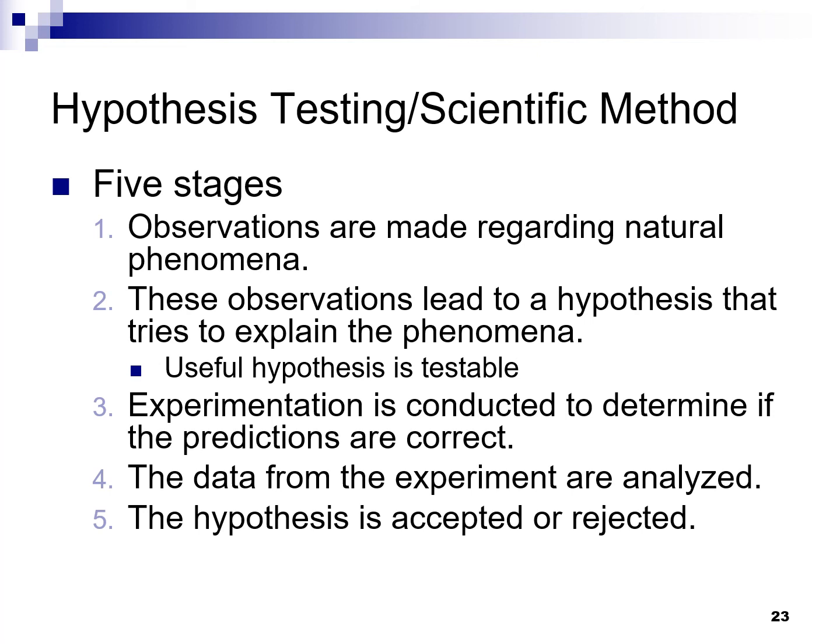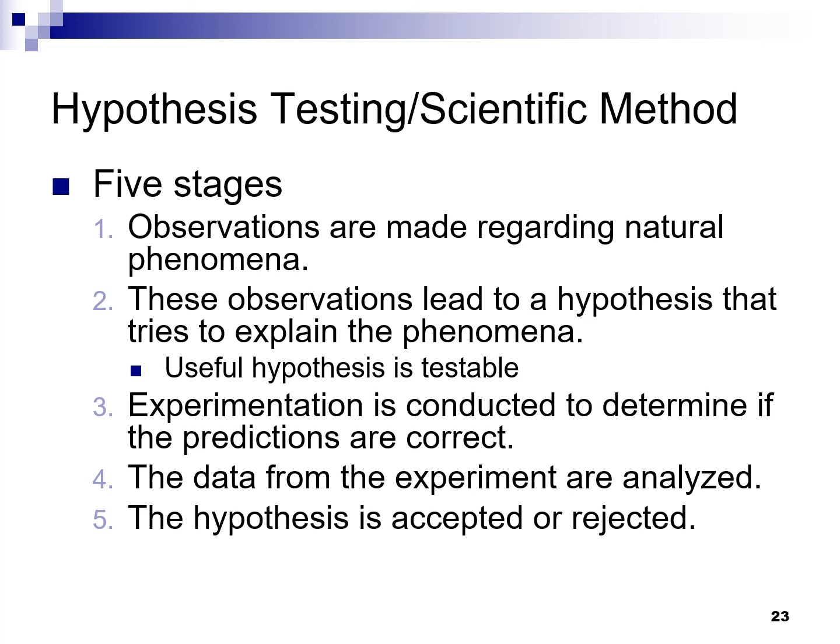So first, observations are made regarding natural phenomena. Oh, hey, look, it's autumn and the leaves are falling from the trees. These observations lead to a hypothesis that tries to explain the phenomena. Hey, it's autumn, the leaves are falling from the trees. Perhaps it's because of the shortened amount of sunlight. Then an experiment is conducted, which I'll show you in the next slide, to determine if the predictions are correct.